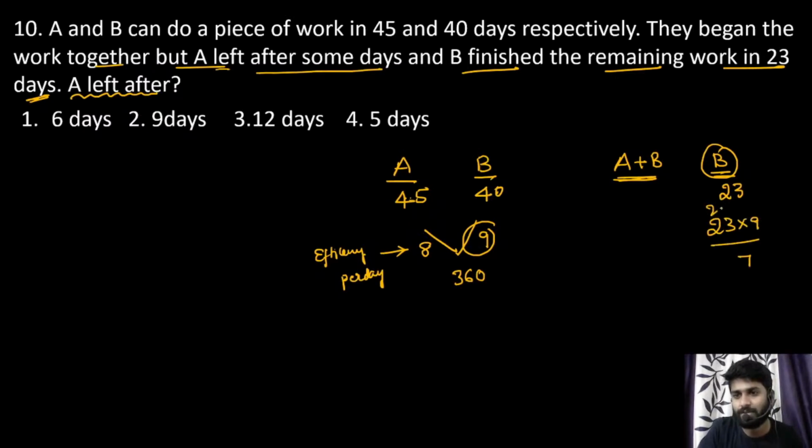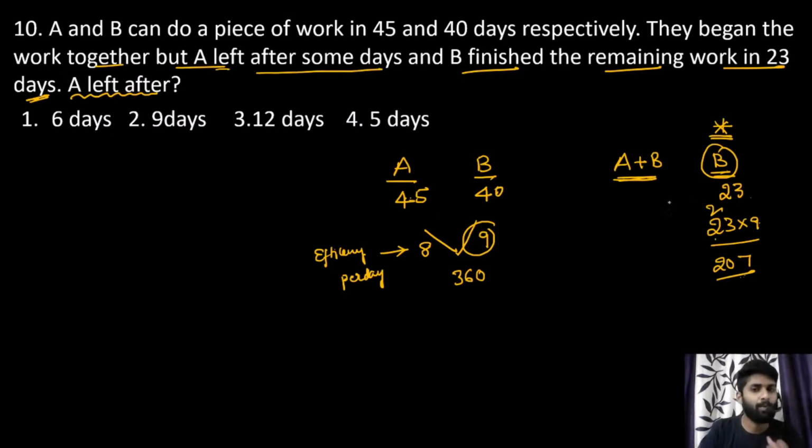3 nines are 27, 2 nines are 18, so 207 units out of 360. After A left, those 207 units were completed by B in 23 days. This is the most important point for solving this type of question. So B completed the remaining 207 units in 23 days.